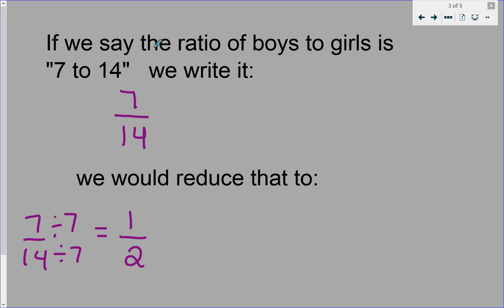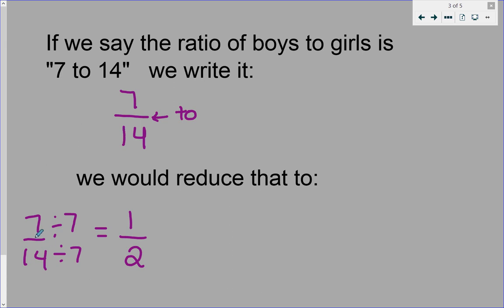So if we say the ratio of boys to girls is 7 to 14, we write it 7 over 14. You can almost think of this line here being the word "to." 7 to 14. The 7 is first, so it goes on top. The 14 second, so it goes on the bottom.